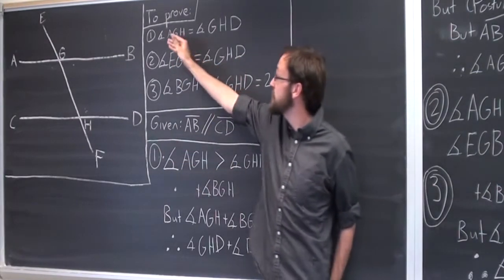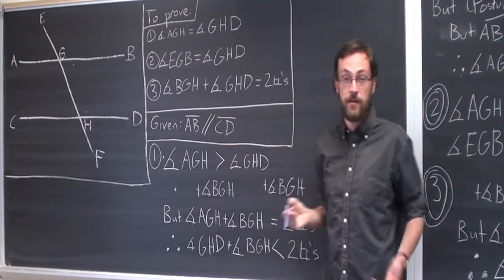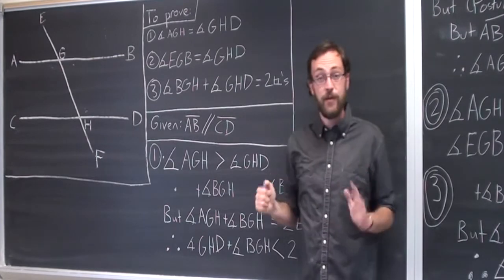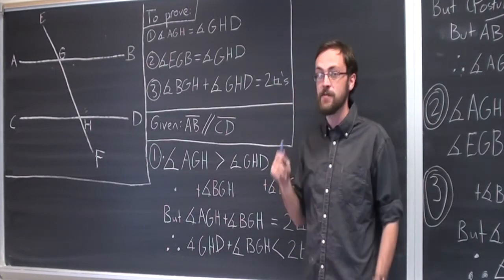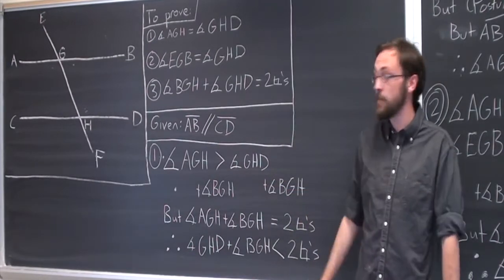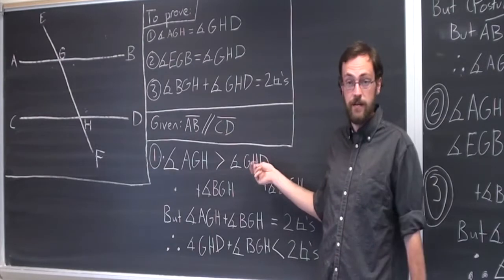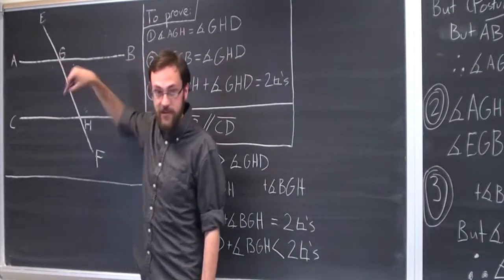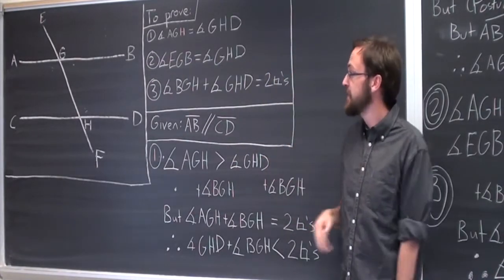So to show that AGH is equal to GHD, it will be helpful to do a reductio ad absurdum, which means that we'll be assuming just for the moment that they are not equal. So in that case, we can arbitrarily pick which one would be bigger. So in this case, let's say that AGH is larger than GHD. So this one would be larger than this one. So let's see what happens from that.